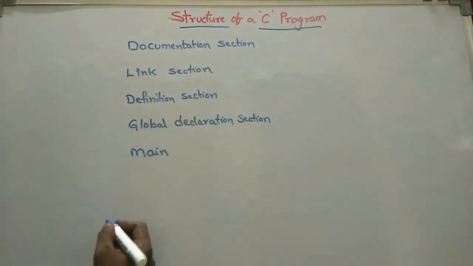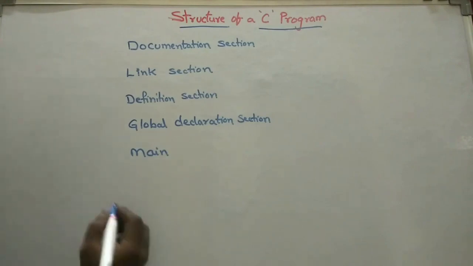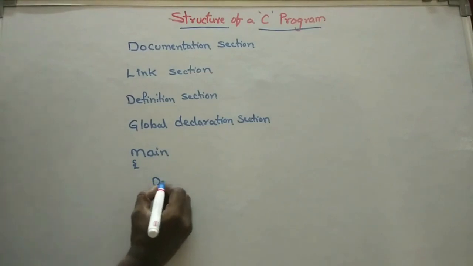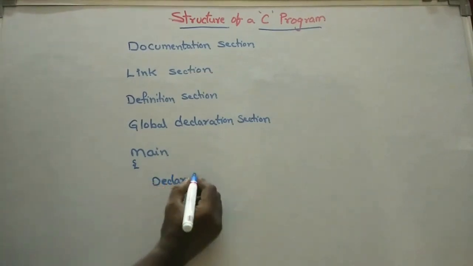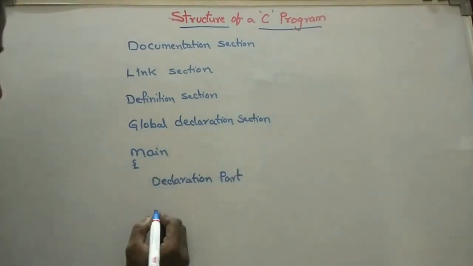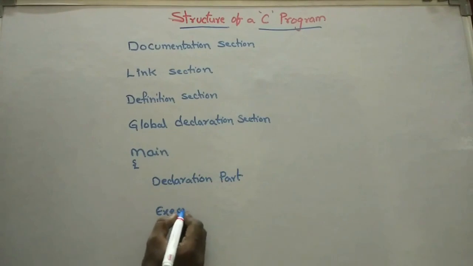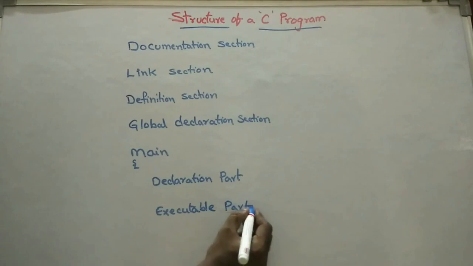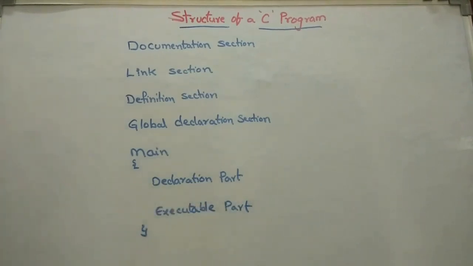And the fifth one is the main section. The main section again has two parts: one is the declaration part, and the second one is the executable part. That is, the entire main method has two parts. And the last one is the subprogram. This is the main structure of a C program.